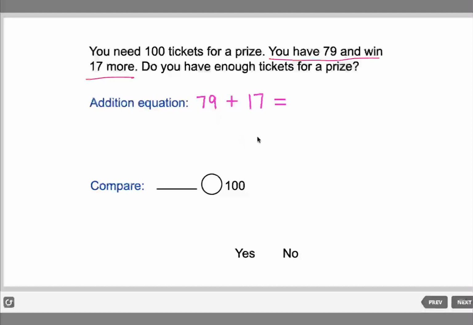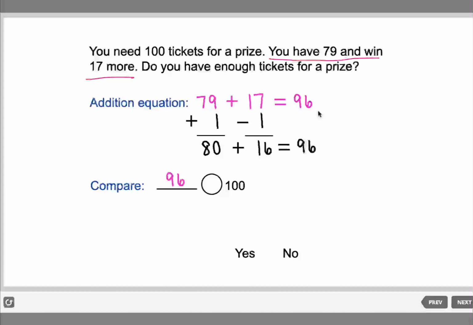And we can do this using compensation. 79, we can make it 80. It needs only 1 to be 80. So we will take the 1 from the 17 and give it to the 79 to make it 80. And take it from the 17, it will be 16. Now we need to add 80 plus 16. The answer is 96. So 79 plus 17 equals 96.